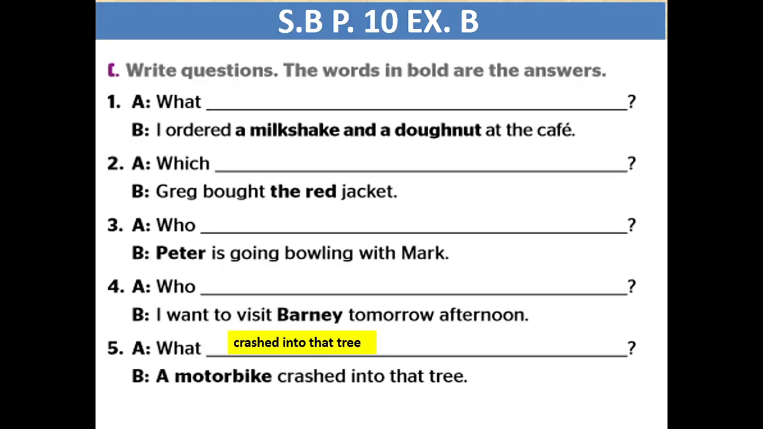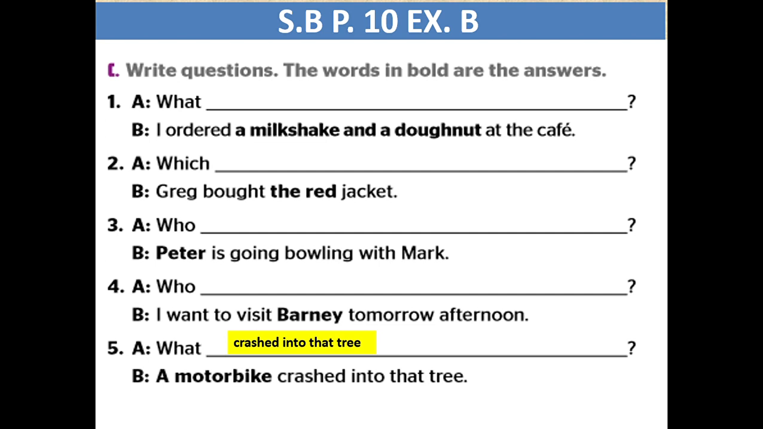First of all, let's know the steps of how to make a question. You are going to start with the question word, then helping verb, or do or does or did, then subject, then the verb, then complete your question without answer.